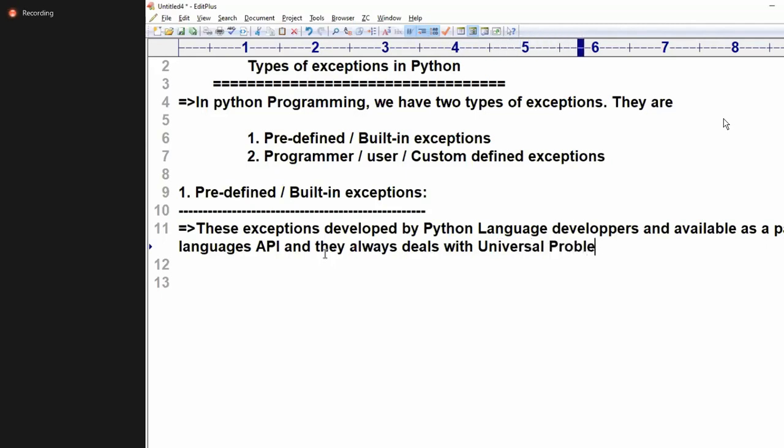Some of the universal problems are division by zero problems. What is the name of the class?